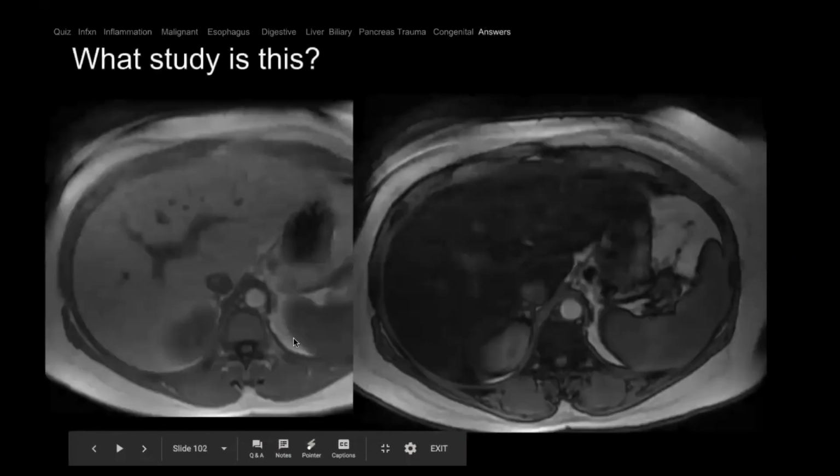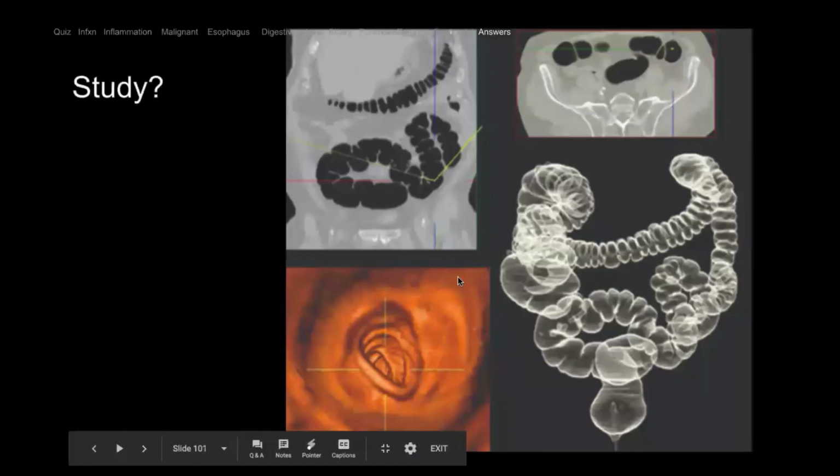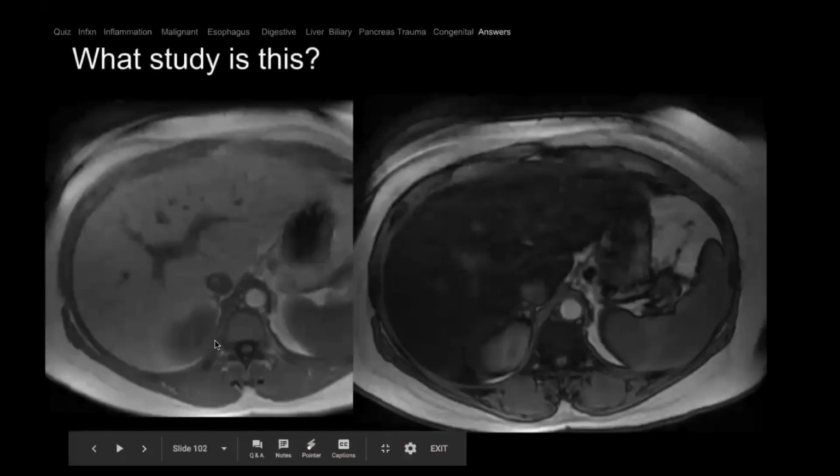This study is a CT colonography. There's air that's insufflated into the colon, and the study is used to screen for colon cancer. It's recommended by the USPSTF as an alternative to colonoscopy and sigmoidoscopy with fecal occult blood.